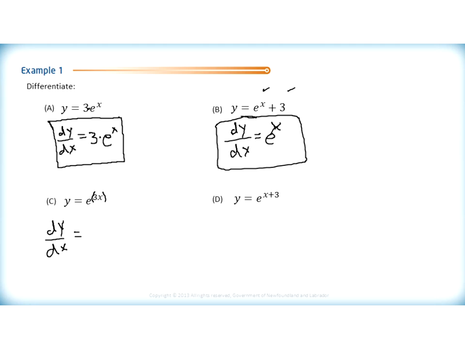So our derivative will be just e to the power of stuff, because that's the derivative of e to the power of stuff, multiplied by the derivative of the stuff, which is just 3. Or more concisely, we'd probably say 3e to the power of 3x.